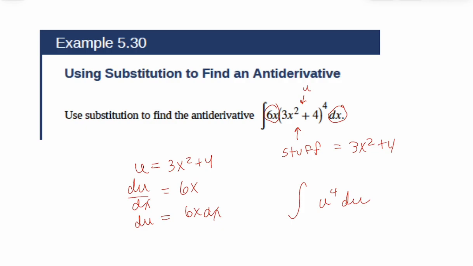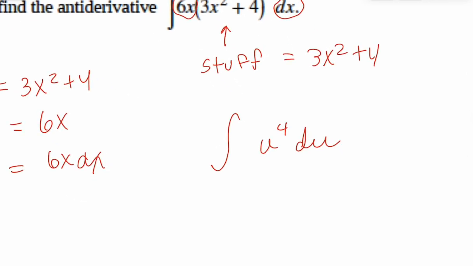Step 4 is just forget about the original, forget about everything that's there, and just integrate the nice, easy problem you have created. To integrate u to the fourth, remember it just becomes u to the fifth over 5 plus c.